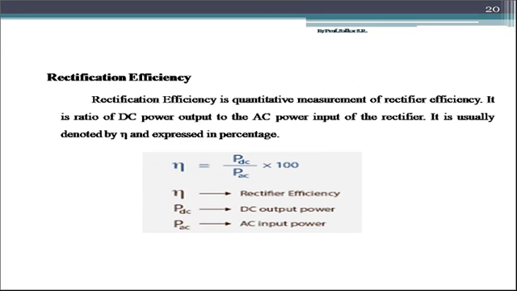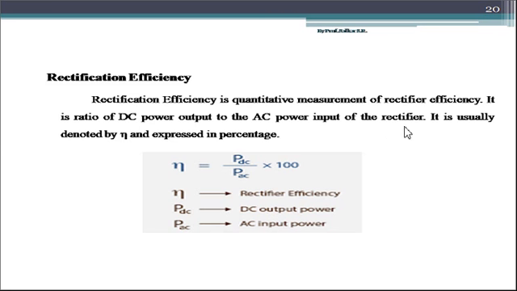The second term related to rectifier is nothing but rectification efficiency. Now, if the output of rectifier is an impure signal, we have to measure its efficiency. Every electronic device or circuit has its efficiency, meaning how effectively it gives us the output. So here is the formula for measuring the efficiency of rectifier, which is called rectification efficiency. Rectification efficiency is a quantitative measure of rectifier efficiency. It is the ratio of DC power output to the AC power input of rectifier.